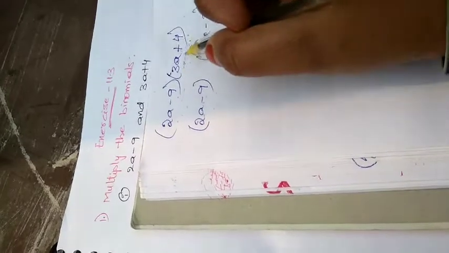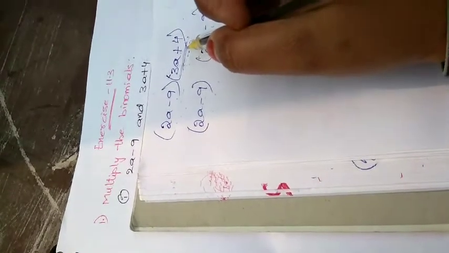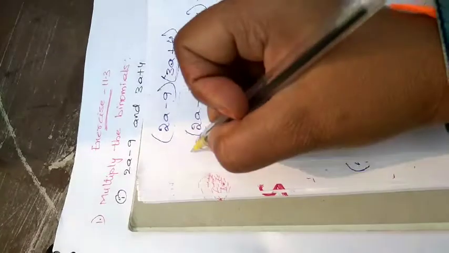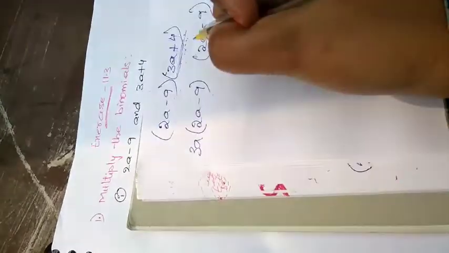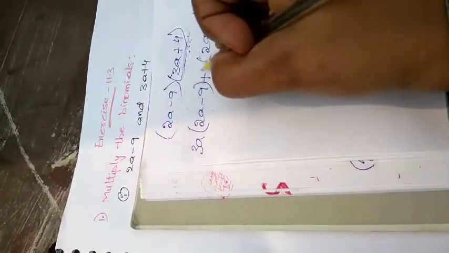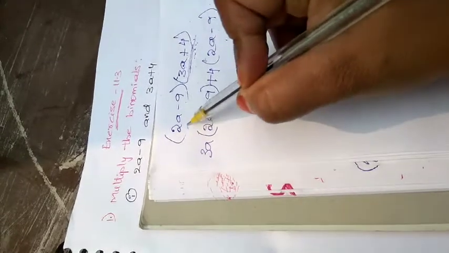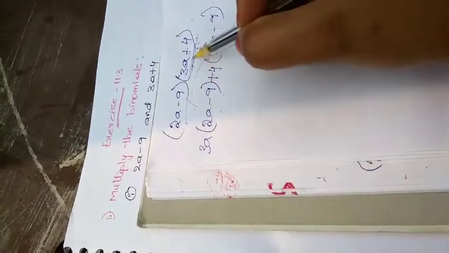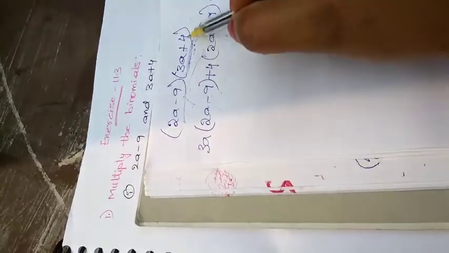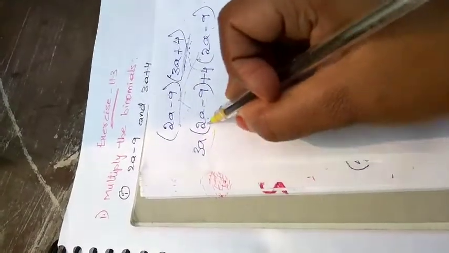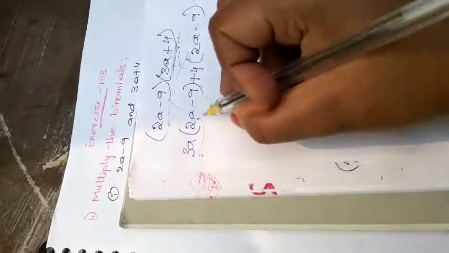Now, whatever the other expression is, you should split it. 3a plus 4. So here you should give 3a, and here plus 4. Simple. Write this one 2 times, and the other expression you split, 3a and plus 4 separately. Now this is under the distributive property, right? Distribute this 3a to both of them.